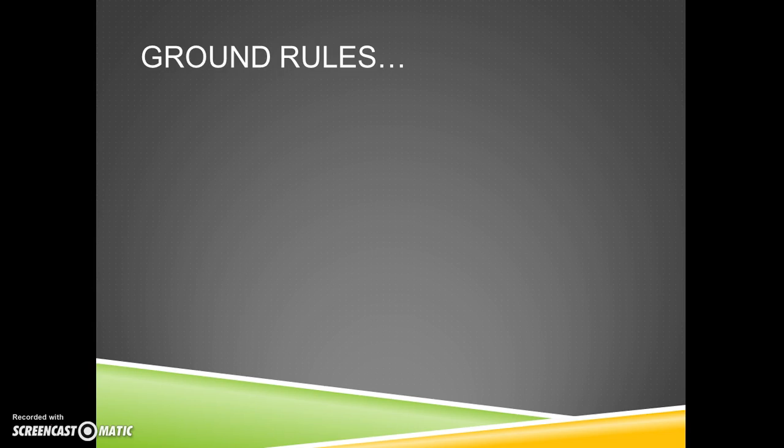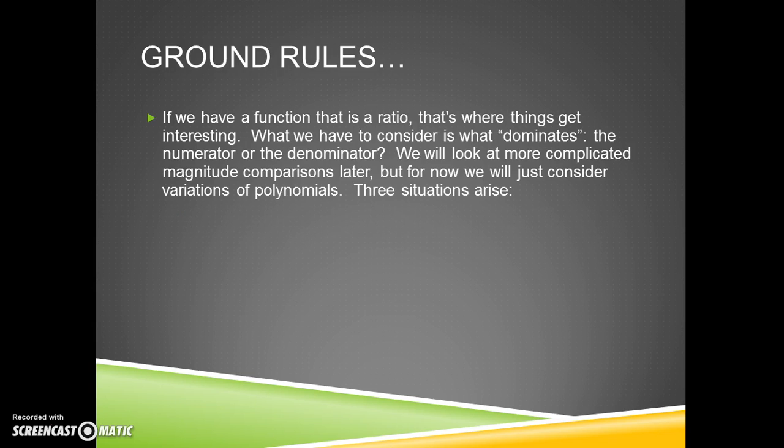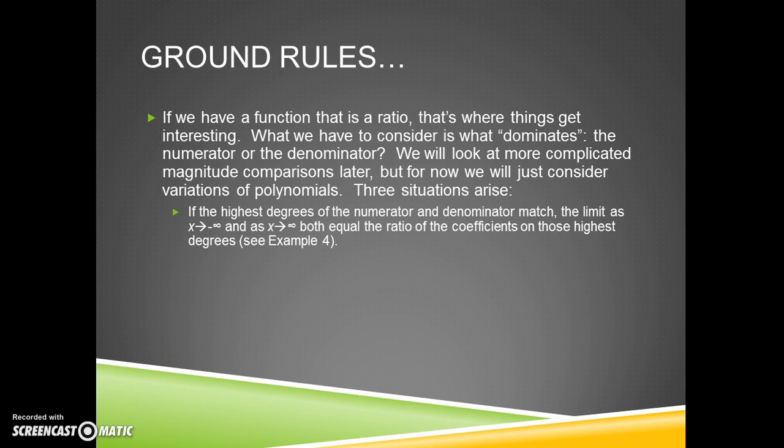Some ground rules. If we have a function that is a ratio or a rational function, that's where things get interesting. What we have to consider is which part dominates, the numerator or the denominator. We'll look at more complicated magnitude comparisons in a little bit, but for now we'll just consider 3 variations of polynomials. First one, if the highest degrees of the numerator and denominator match, the limit as x goes to negative infinity and as x goes to positive infinity both equal the ratio of the coefficients on those highest degrees, and we'll see that in example 4.